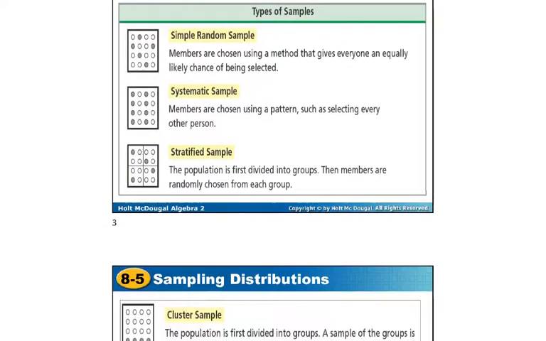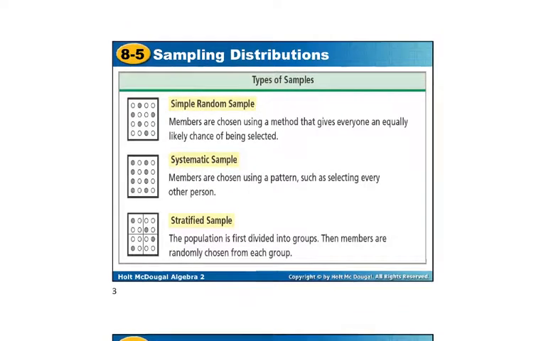So our first one here is simple random samples. If you think of this as your population here, very randomly from each column and row here, the members are chosen using a method that gives everyone an equally likely chance of being selected. And there are things like random number generators that can help with simple random samples. Usually a simple random sample, if you can do it, is the best one because it doesn't discriminate between age or anything like that, or where someone is. It's just the entire population gets some random sample.